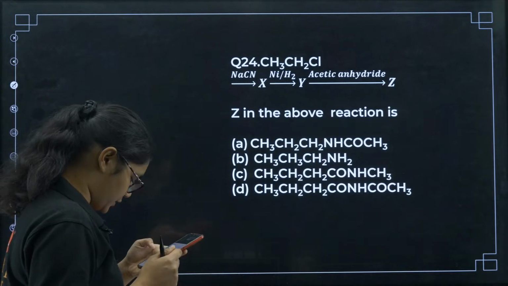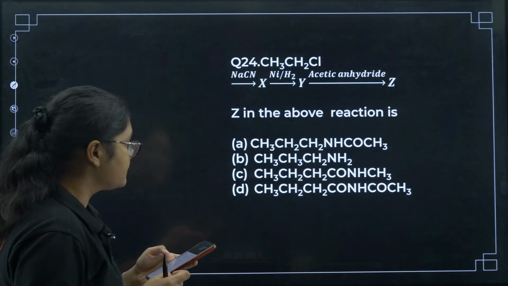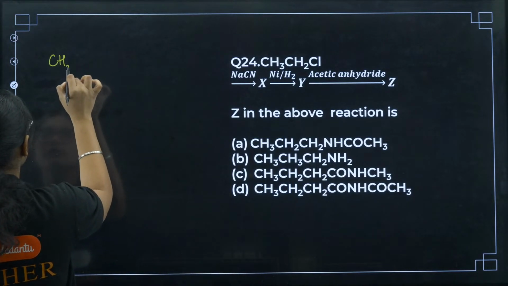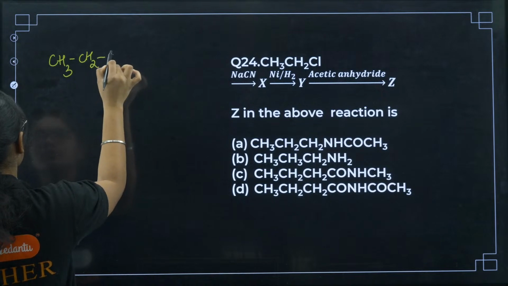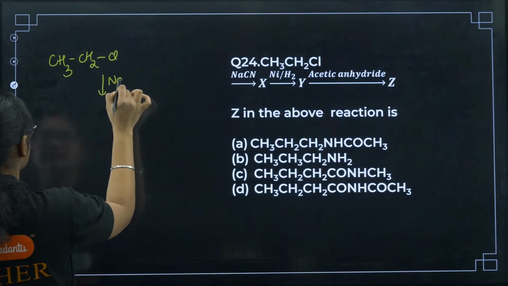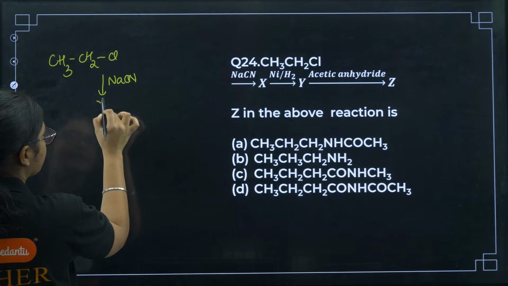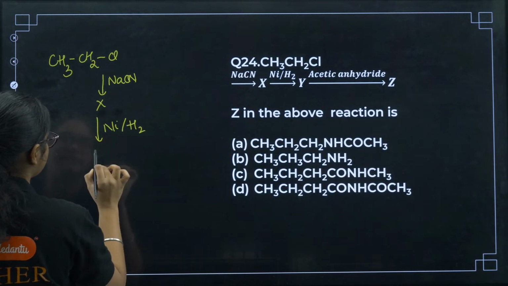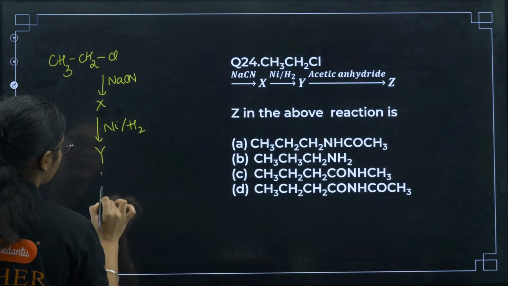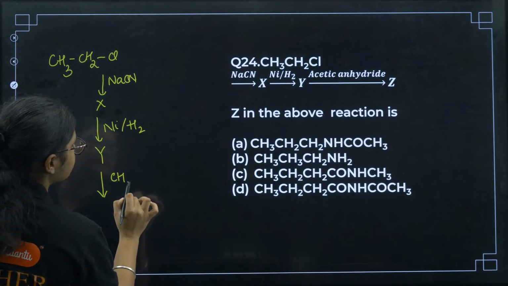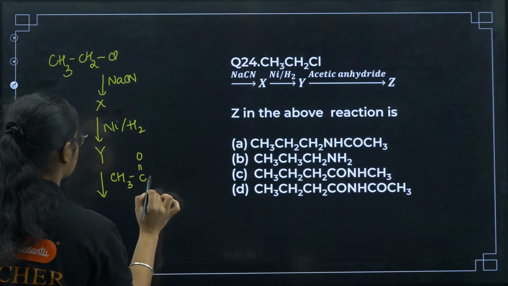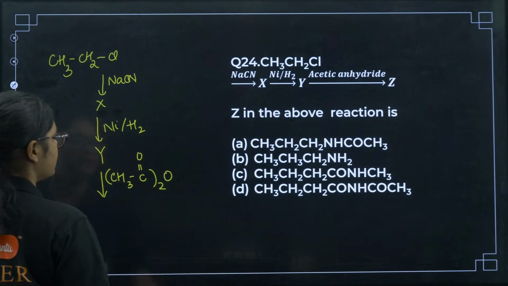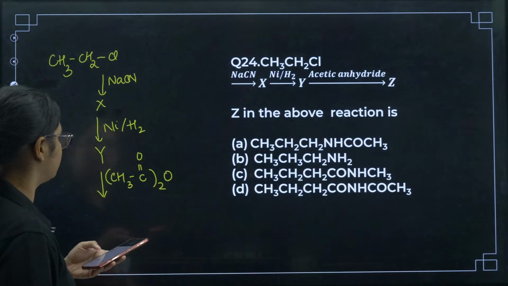So what can be the product? You have CH3, CH2, Cl. Then you are treating it with NaCN. Then you are getting X here. Then you treat it with nickel and hydrogen, that is generally hydrogenation. You get Y, and then you treat it with acetic anhydride. Okay, this is your acetic anhydride. So what will be the product?